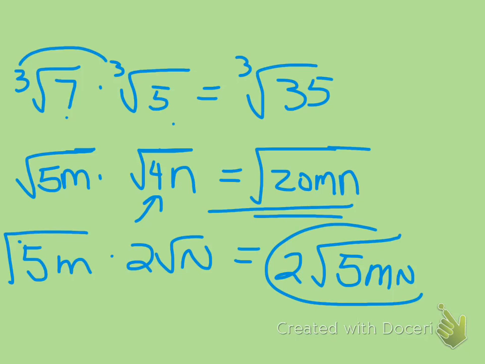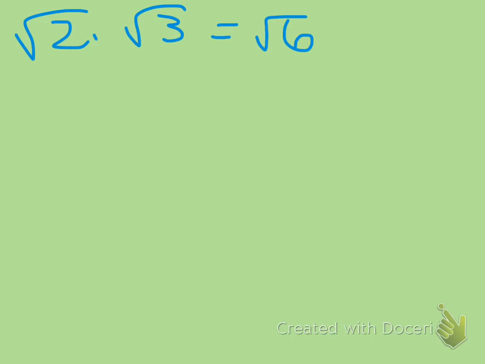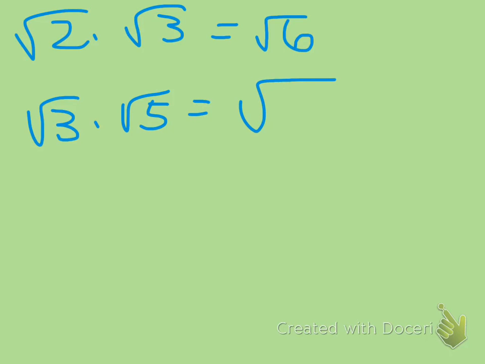So let's try some of your homework, and let me pick one that I know you're going to have. Okay, here we go. The square root of 2 times the square root of 3. Is there any perfects to take out? Nope. So it's just square root 6. Yes. Okay. So then here, square root 3 times square root 5. Square root 15. Yes, and there weren't any doubles to take out.